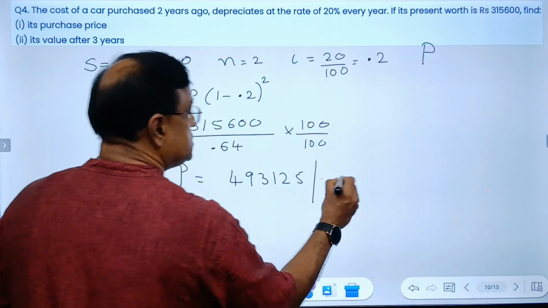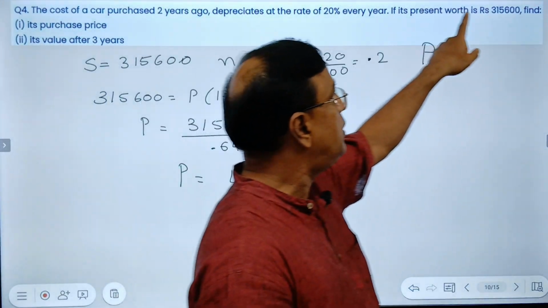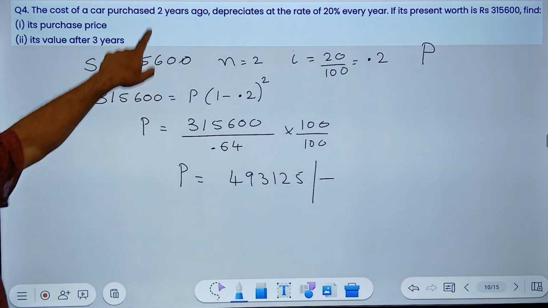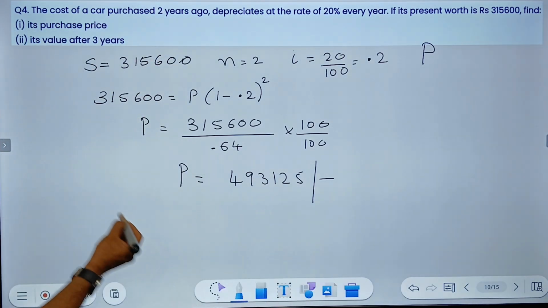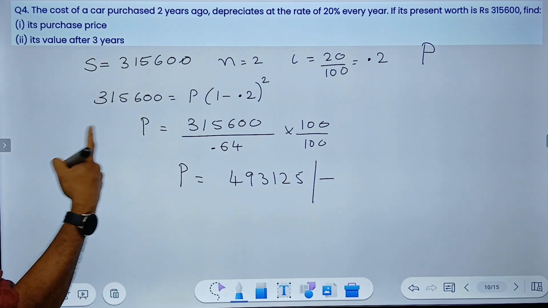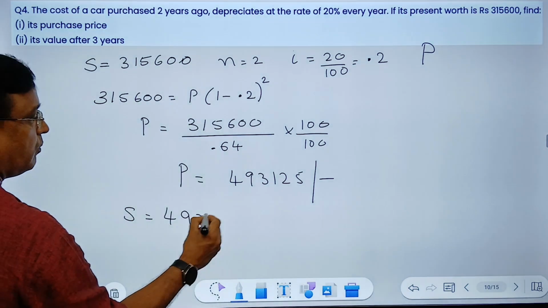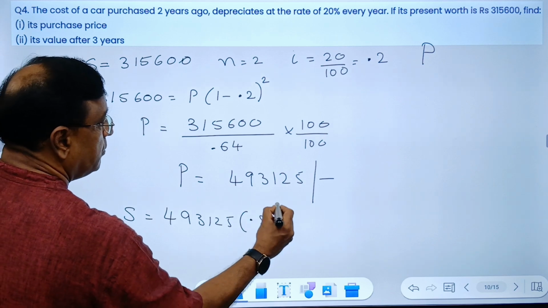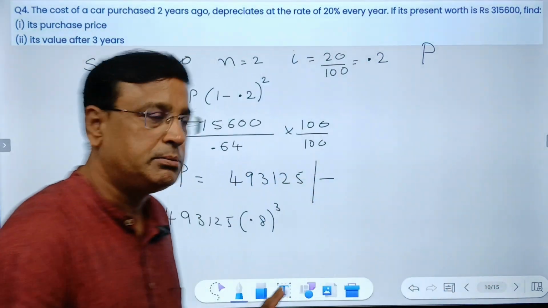493125. So this is the actual worth of the machine, which has undergone a depreciation of 3,15,600 at the rate of 20% for 2 years. Now the second part, I am leaving it to you. You can do it by yourself. Find its value after 3 years. So S is equal to, you know the principal, 493,125 into 0.8 power 3. You can multiply and get the answer. So I am not doing that part.